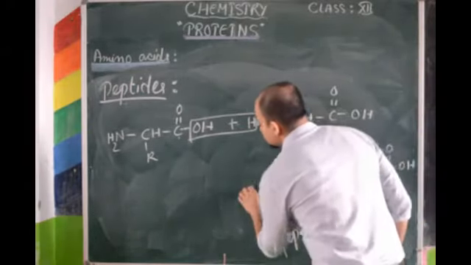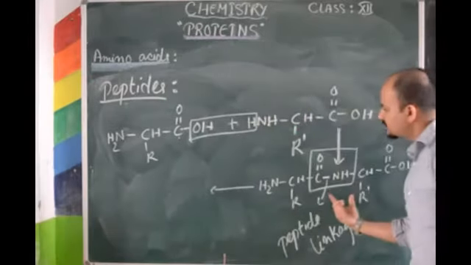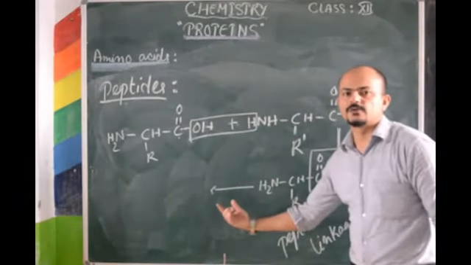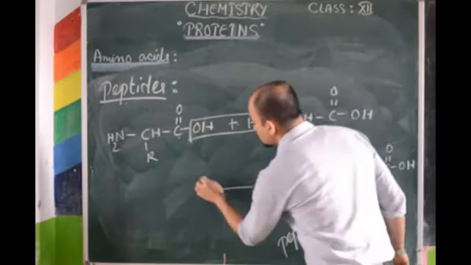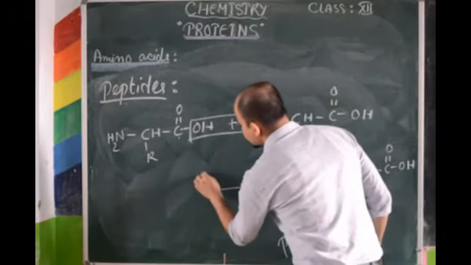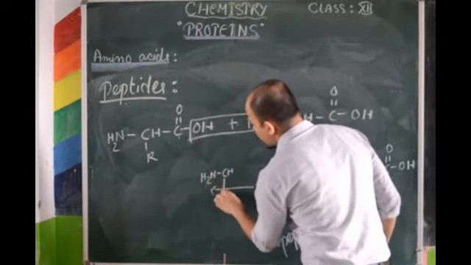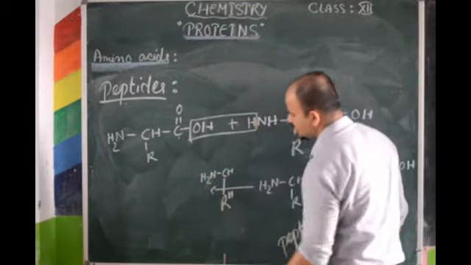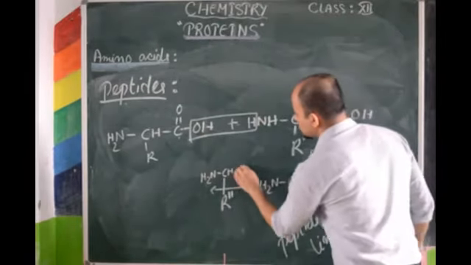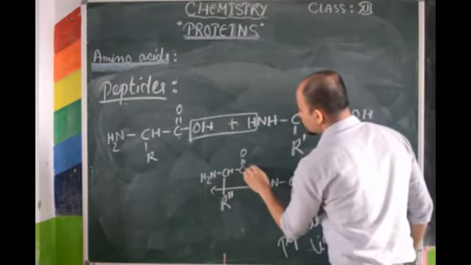Similarly, now if you treat this dipeptide with another molecule of amino acid, so let's take another molecule of amino acid, that is, say, NH2 CH R double dash, where R double dash is the third molecule. So here you will be having C double bond O OH.